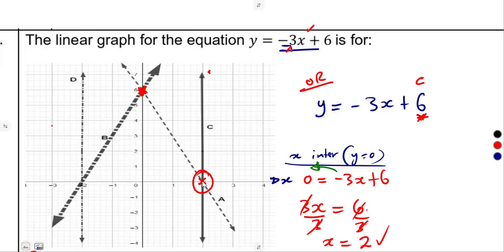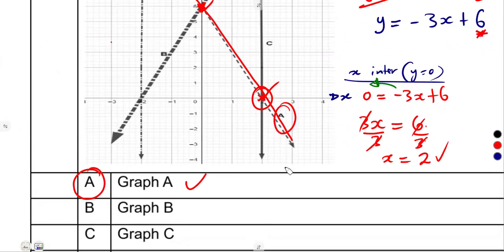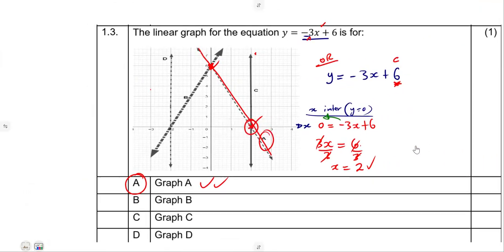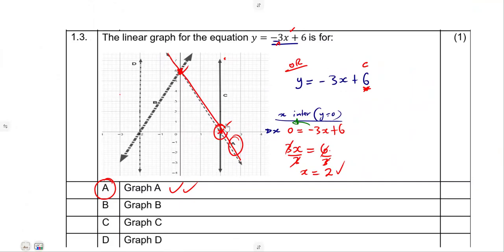With x-intercept being 2, y-intercept being 6, the graph is going to be this one. So our answer was going to be graph A. That is how you could have analyzed your answer to see if it is graph A. So many ways, guys. Or you can just figure out from the graphs that you're given which one.